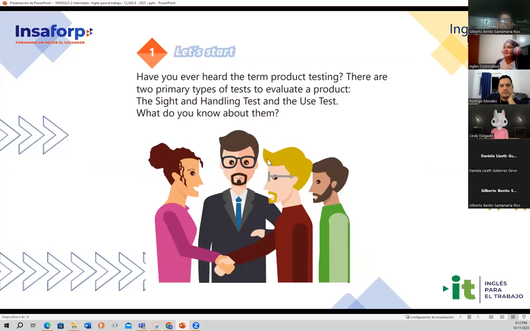Okay, have you ever heard the term product testing? There are two primary types of tests to evaluate a product: the sight and handling test, and the use test. What do you know about them? Any information that you know about that? Have you designed a new product in your company that you work with? What do you do to test, to evaluate a product? Opinions?